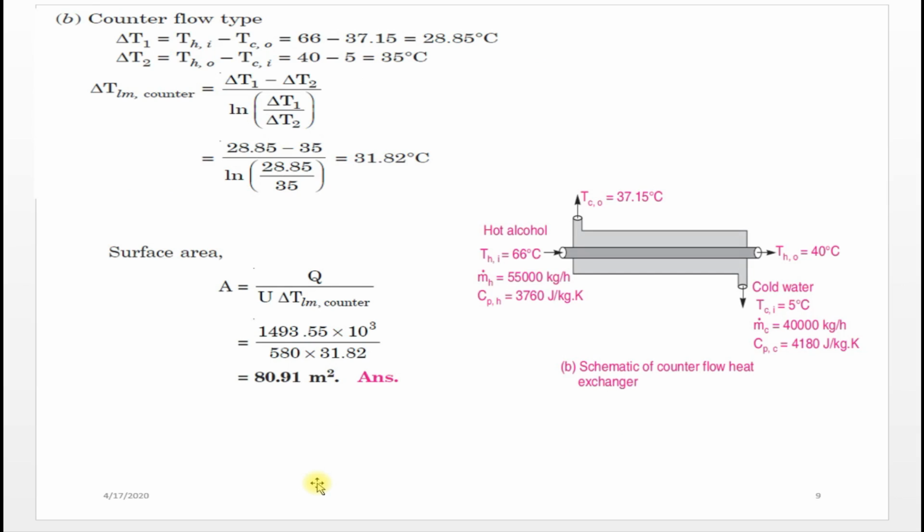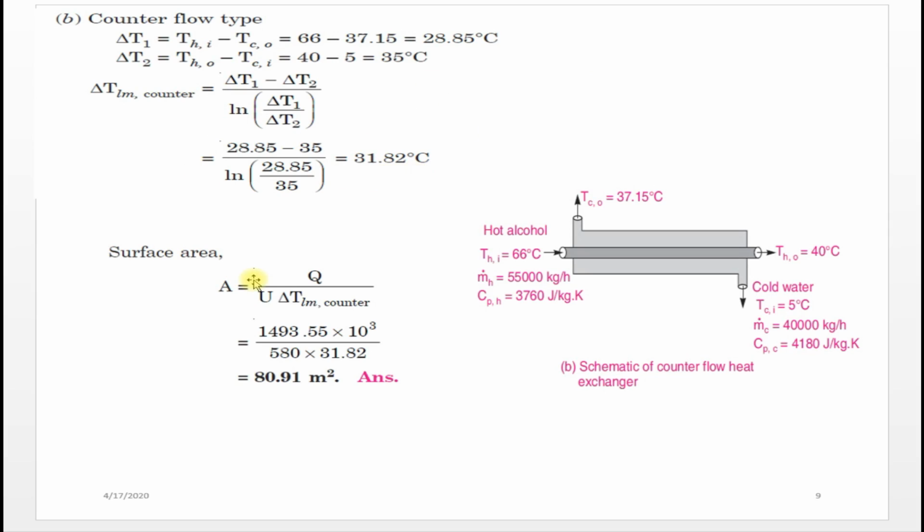Now we will see the same steps for counter flow. Find the delta T1 and delta T2 values for the counter flow heat exchanger. Thi minus Tc naught for delta T1. Delta T2 is Th naught minus Tci for the counter flow heat exchanger. Find out the LMTD, 31.82 degrees Celsius you will get.